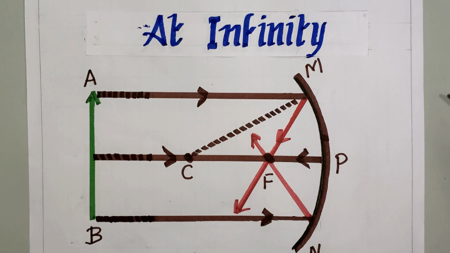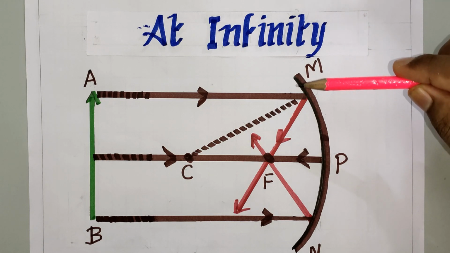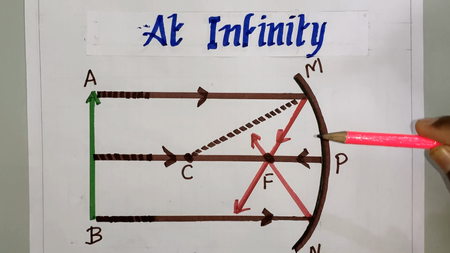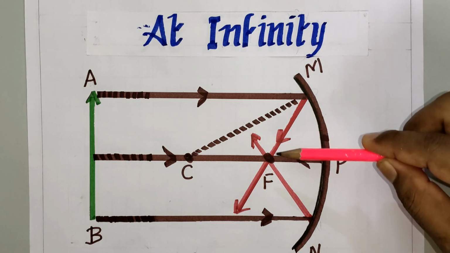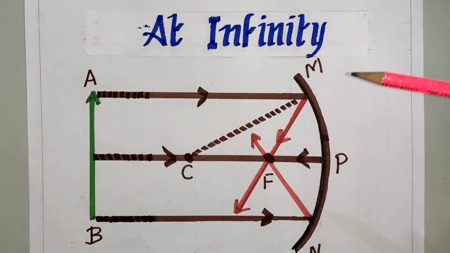Generally, how does the concave mirror work? If the light ray strikes the surface of a concave mirror, it will converge. It means after reflection, the rays concentrate at one point. Due to this, the concave mirror has another name, converging mirror.